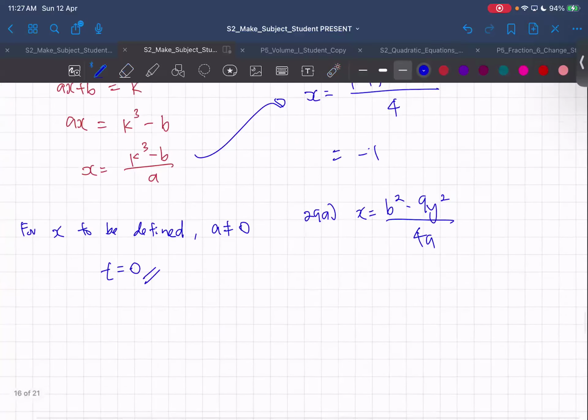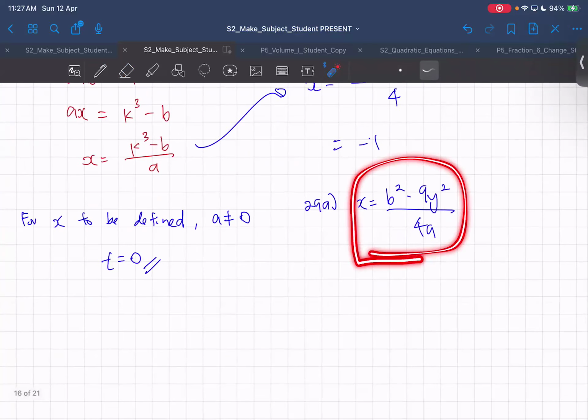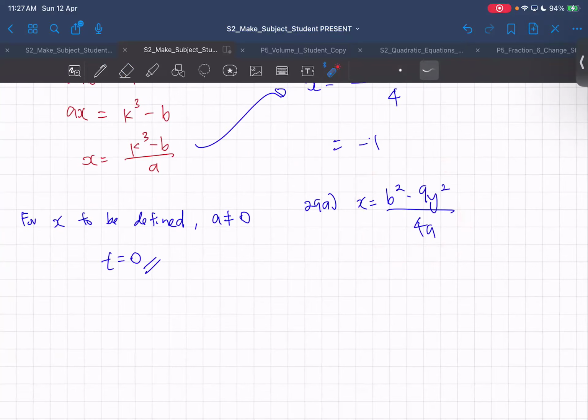Okay, can everyone check 29A? Do you all get this? Yes? Okay, what about Caitlin? You get this? Okay. So 29B, just sub in, you should get x equals to 1. Okay, then I'll go through C.